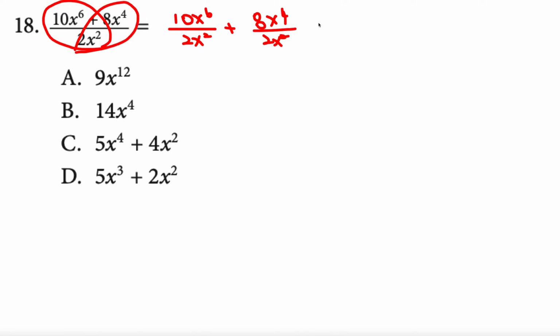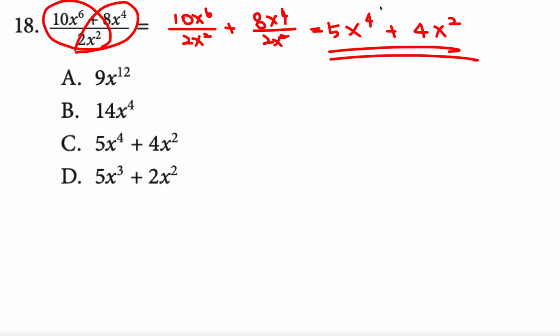So for the first one, 10 and 2 cancel away, becomes 5. X to the 6th power divided by x to the 2nd power, then we need to subtract the exponents, hence becomes x to the 4th. How about the second one? Plus 8 divided by 2 becomes 4, and here we get x squared. So we get 5x to the 4th plus 4x squared, which is choice C, becomes the answer.